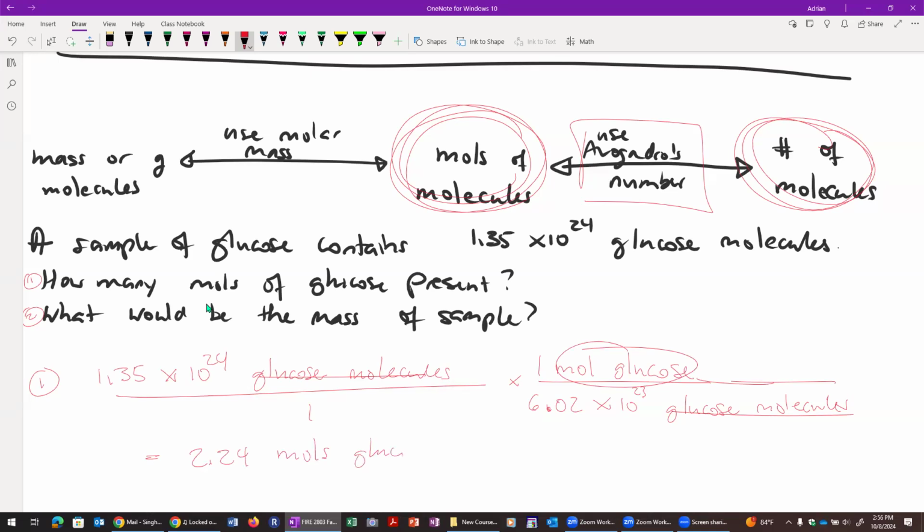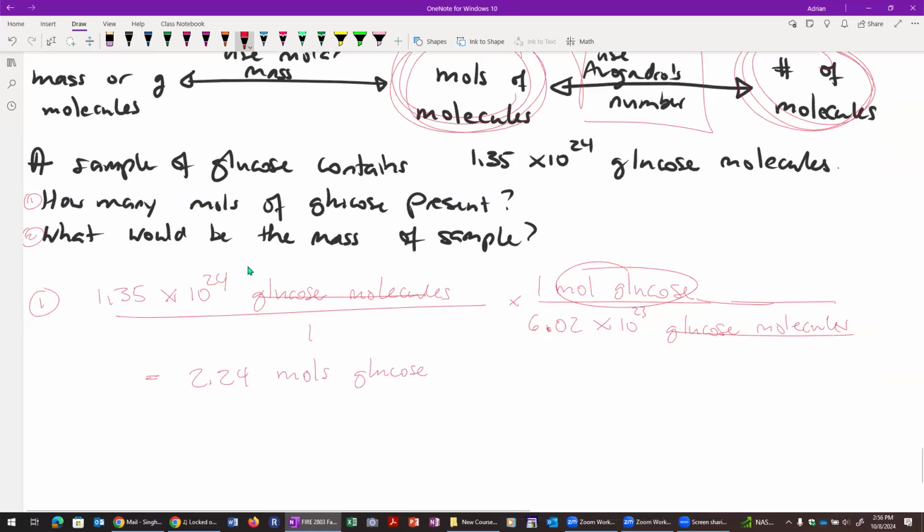Remember, generally when you're dealing with moles of things, the actual value you get tends to be fairly small compared to the number of molecules or the number of atoms, which are always a lot larger. All right, so that's the first part of this. We can convert from molecules to moles, and then the second part, we want to get to the mass of the sample.